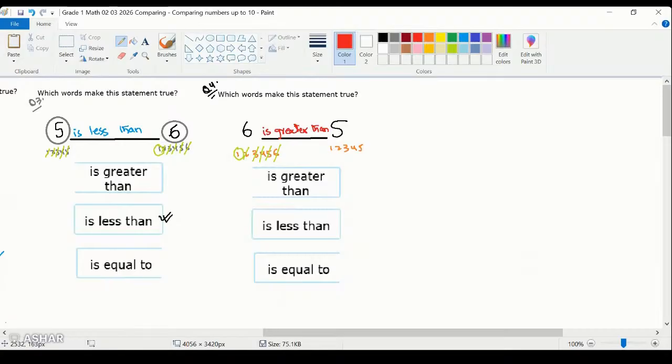Do we agree on this? So depending on which number is written first, we will use the statement. If 5 was written before 6, we will write 5 is less than 6. But if 6 is written before 5, we will write 6 is greater than 5. Agreed?